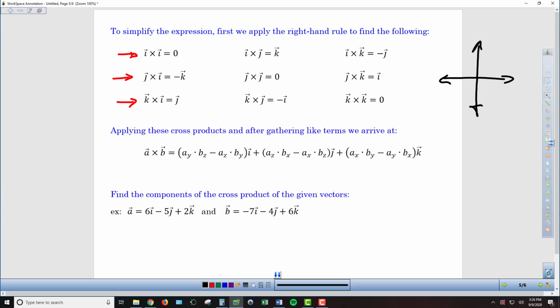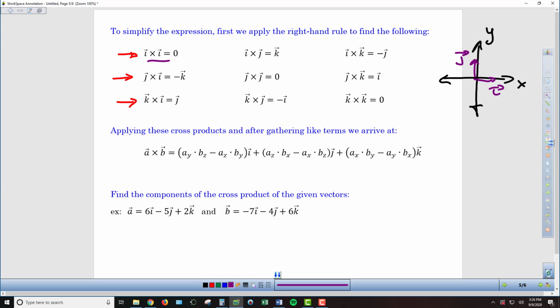So for example, if I have my x and y axes, and then hopefully you can picture the z axis popping up out of the board, that means that I've got the i vector running to the right, my j vector is running upwards, and then the k vector is going to be popping out of the screen at us. So if I want to find i cross i, why does that equal 0?